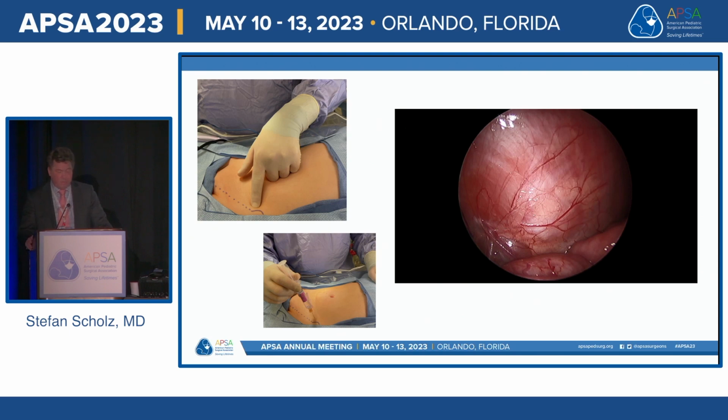A lot of the groin surgeons, the inguinal hernia surgeons in the adult world, use this landmark technique or ultrasound guidance actually. It's used more and more. So pretty straightforward techniques.